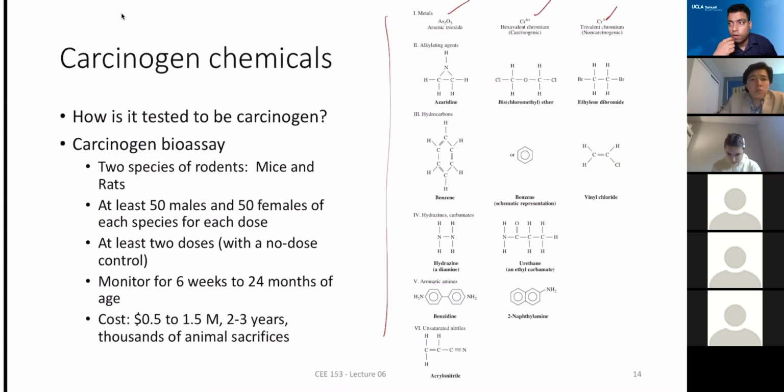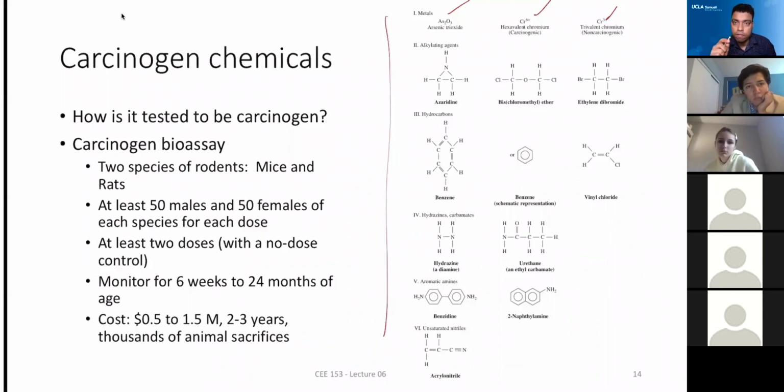Then you think of all the organic pollutants here, they can be toxic. The point here is that there are many chemicals that you are already aware of that could be toxic. But how do you determine whether it's a carcinogen or not? Usually they take at least two species, either mice or rats. They take 50 males and 50 females for one test, and they add at least two doses, along with a no-dose control.